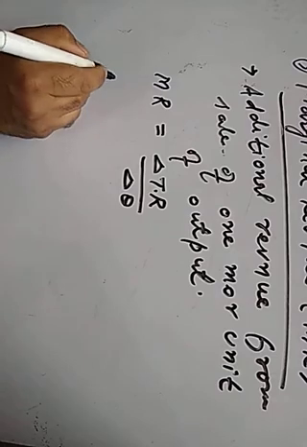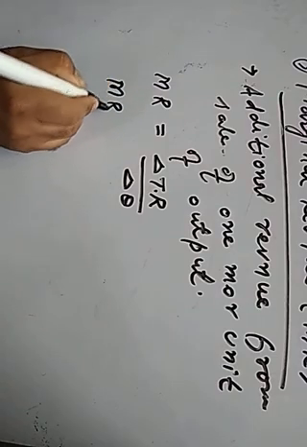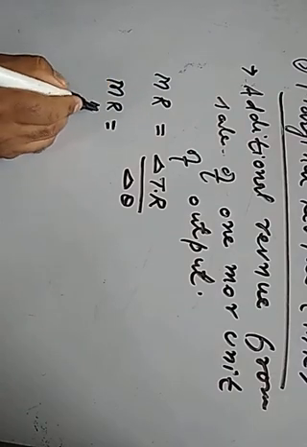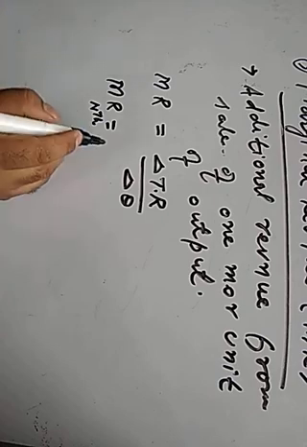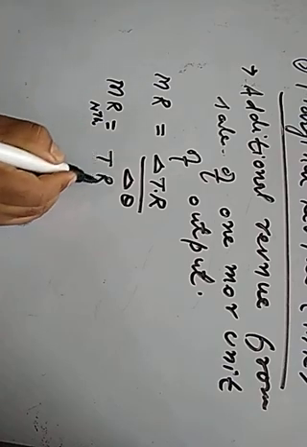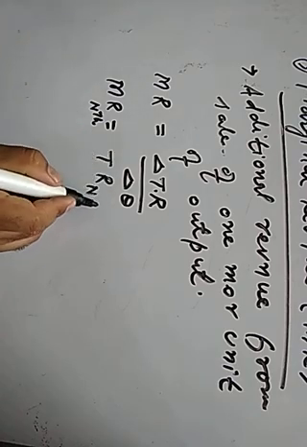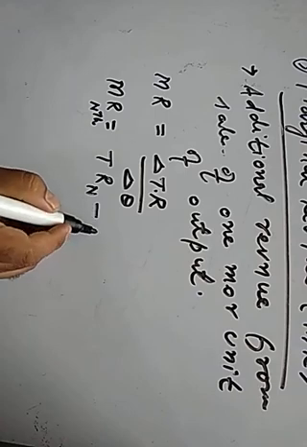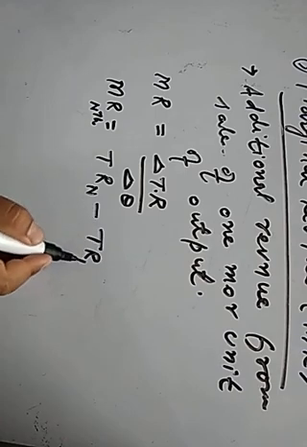How to obtain the value of marginal revenue? We can use this formula. Marginal revenue of nth unit of output, of nth unit of commodity, is equal to total revenue of n units of output, n units of commodity, minus total revenue of n minus 1 units of output, or we can say total revenue of n minus 1 units of commodity, or n minus 1 units of good or service.